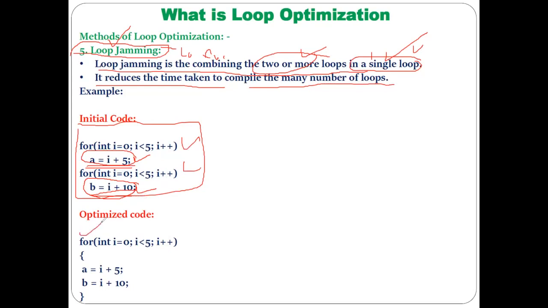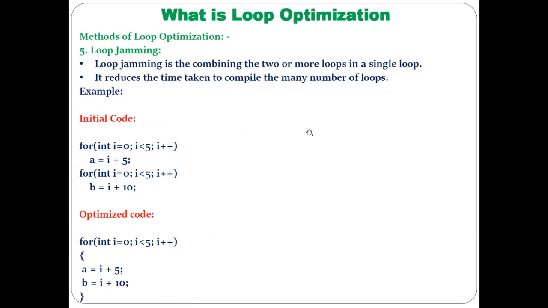Understood? Like this. So this is nothing but the code as loop jamming, combining two or more loops into a single loop if it is possible, and writing it like this. So definitely the time required to execute or compile this code will be less as compared with this code. So this is preferable as compared with this. So this is considered as a loop jamming, loop optimization technique.